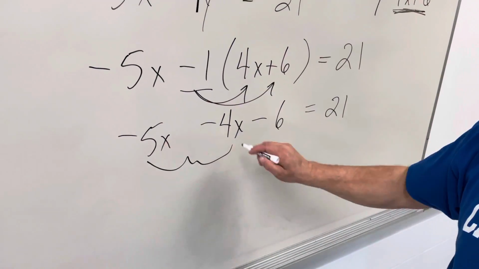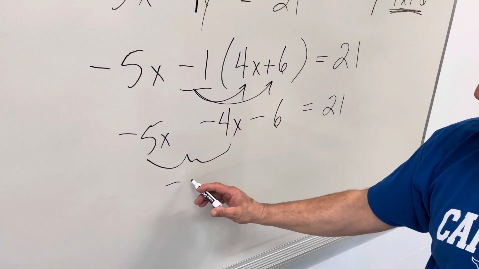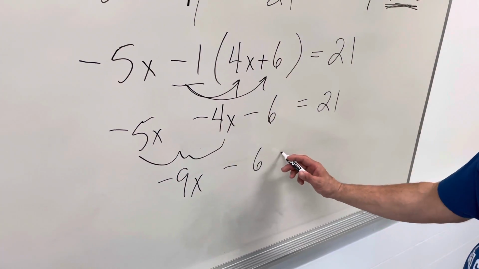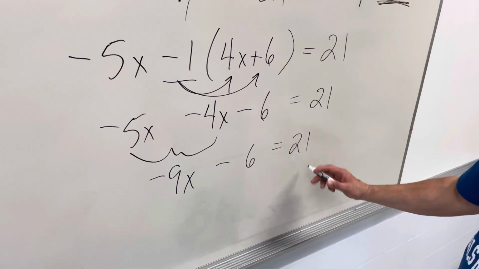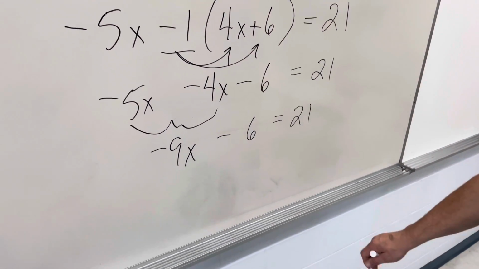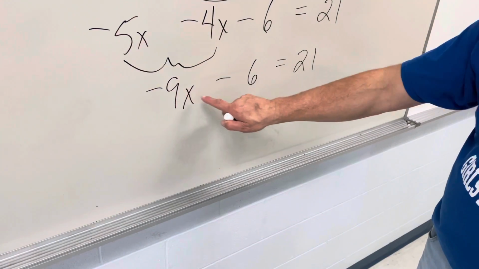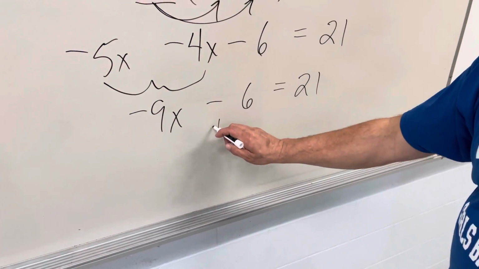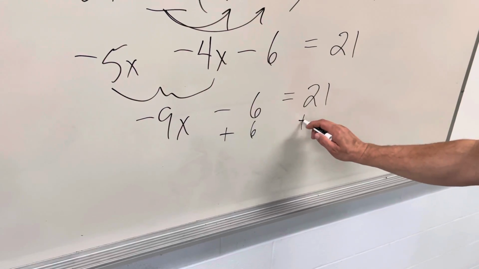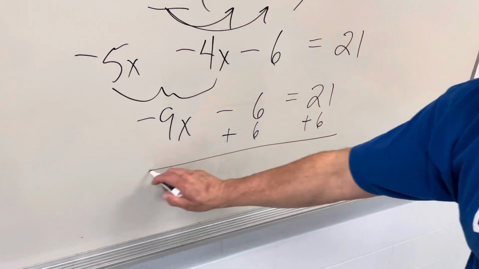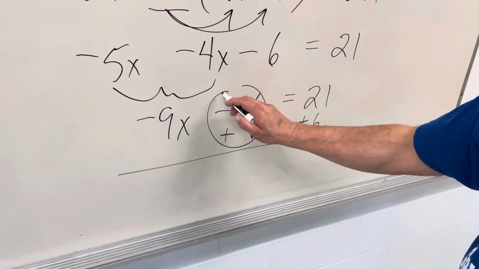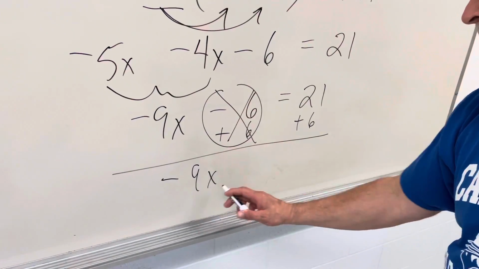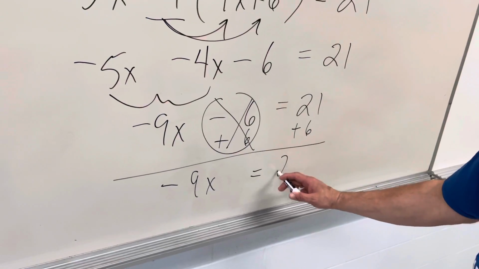These two x terms can be combined. Negative 9x minus 6 is equal to 21. And we're back to a simple two-step equation. We have multiplication, we have subtraction, we undo subtraction first. So we will add 6 to each side. Opposites cancel, leaving us with negative 9x is equal to 27.